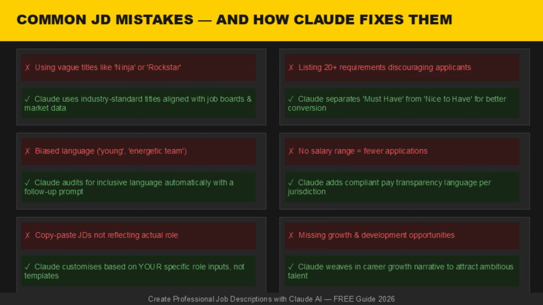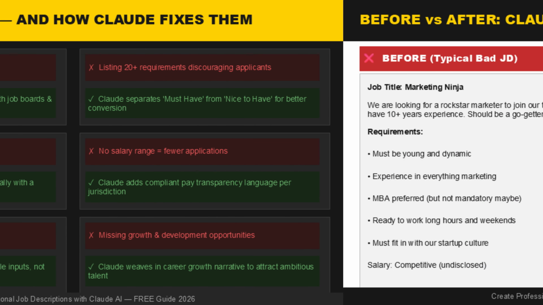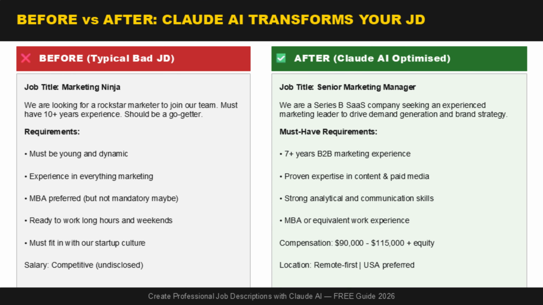And mistake 6. Forgetting to mention growth opportunities. Claude weaves in career progression language that attracts ambitious candidates. Let's see the difference Claude AI makes with a real before and after comparison. Before. A typical bad JD reads, Job title, Marketing Ninja. We're looking for a rockstar marketer. Must be young and dynamic.